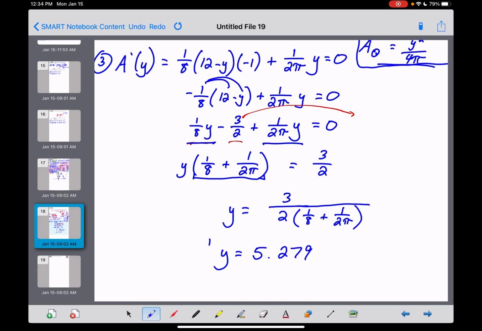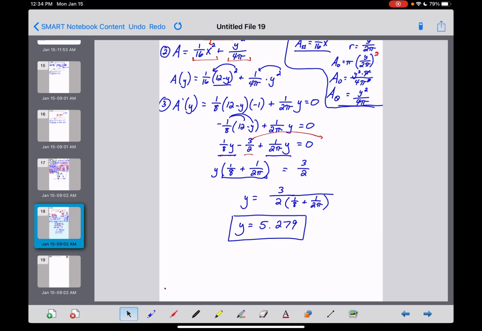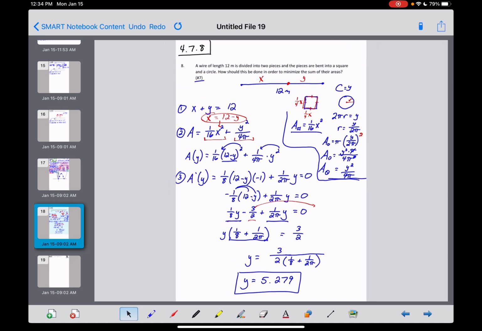5.279. Now, we knew, let's go way back to the problem right here, that the total length of wire we were dealing with was 12 meters. So any value that we got bigger than 12 would have been impossible. And I was kind of thinking that those two pieces would have been split relatively evenly, which would have been 6 and 6. So getting an answer in the neighborhood of 6, but not quite, feels pretty realistic to me. I think I feel pretty good about that.